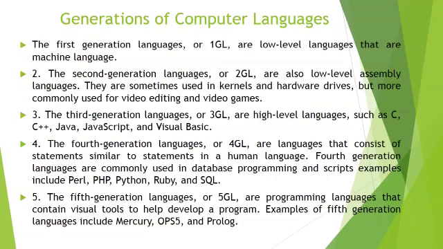There are different generations of computer languages. There are 5 generations. When the computer came into the world, that was the first generation language called 1GL. It is also known as low level language. The second generation language or 2GL, also low level language, is known as assembly language.